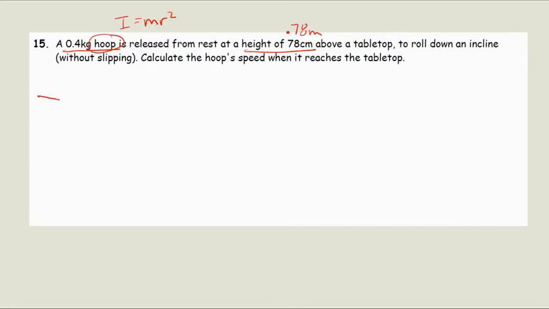So we're dealing with a hoop that's going to roll down an incline, okay? And that incline is at 0.78 meters, sorry. Okay, so when we look at that, we know our mechanical energy initial, and we're dealing with without slipping, we're dealing with no friction in this situation, mechanical energy final.